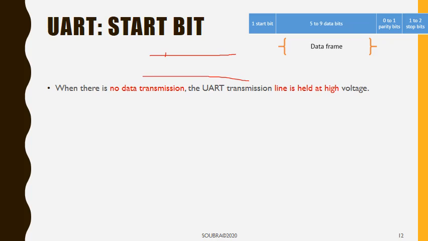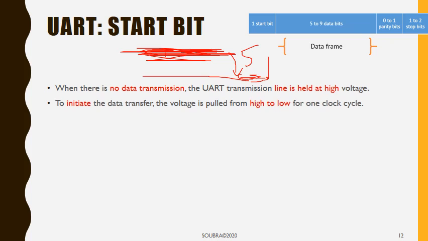How would I mark the beginning of the packet? I need to break this high stream, this high state. All I have to do is bring it down for some time to say that this is the beginning of my packet. So to initiate, I need to pull it down from high to low, for 1 clock cycle from the sender's point of view. Because remember, the sender is still synchronized internally using the oscillators, etc.